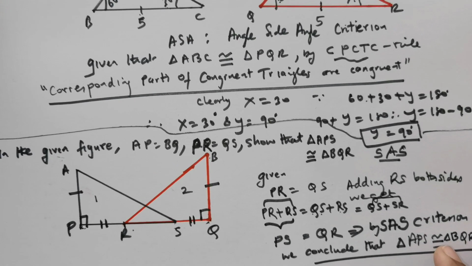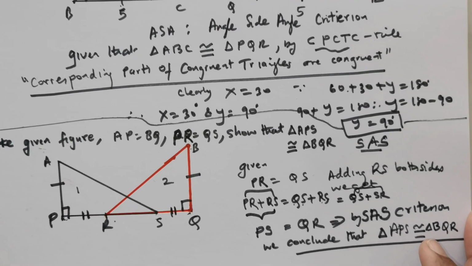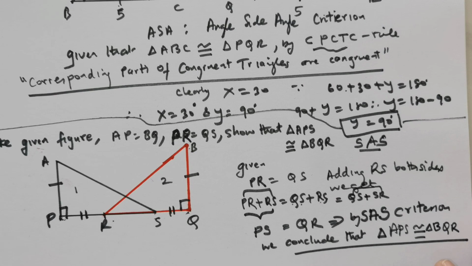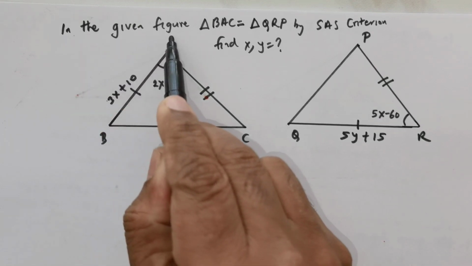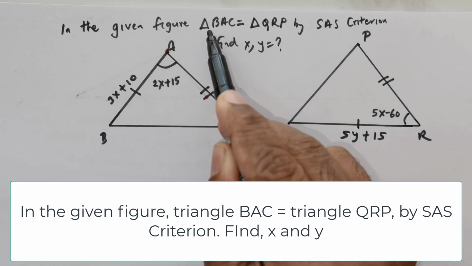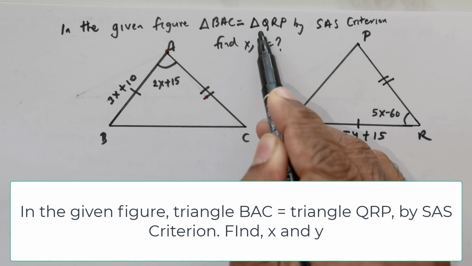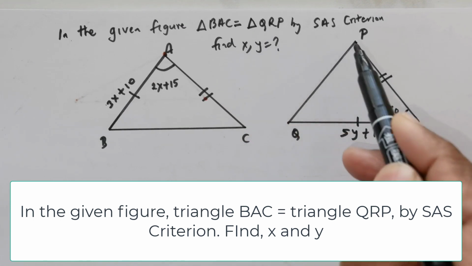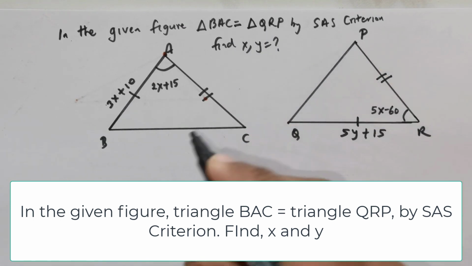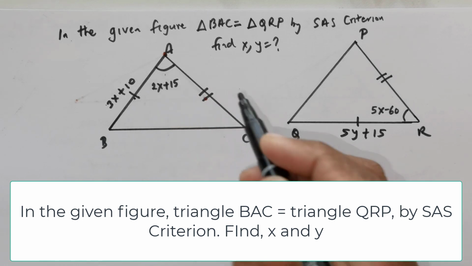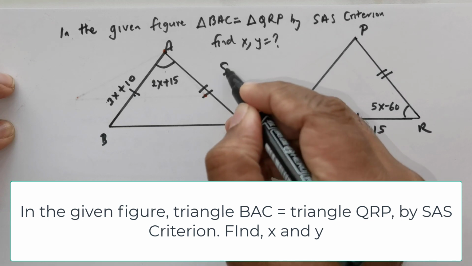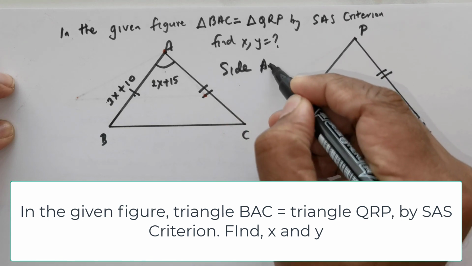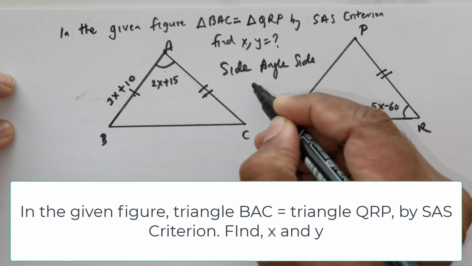It's a lovely question which allows us to introspect the figure by fragmenting it. So we'll move on to the next question. Students, we have a question in the given figure. Triangle ABC is congruent to triangle PQR by SAS criterion. So they are asking us to use the side angle side criterion, right? So this is what we need to use.